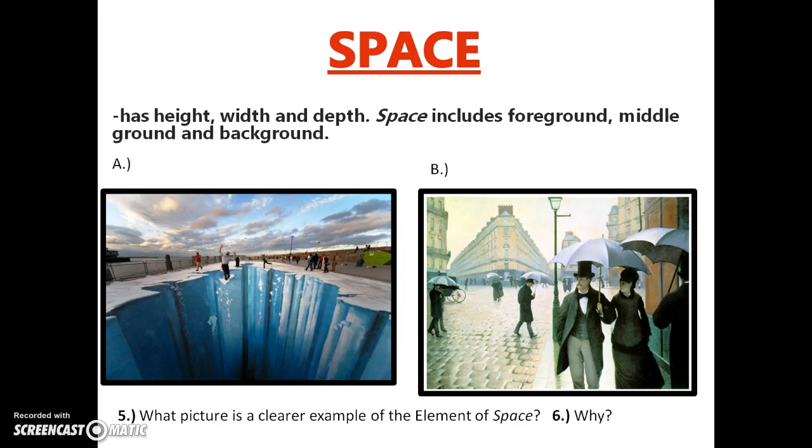Okay. The next vocabulary word is space. The definition of space is that it has height, width, and depth. Space includes foreground, middle ground, and background. For question 5, what picture is a clear example of the element of space? For number 6, why? Why is it a clear example of space?